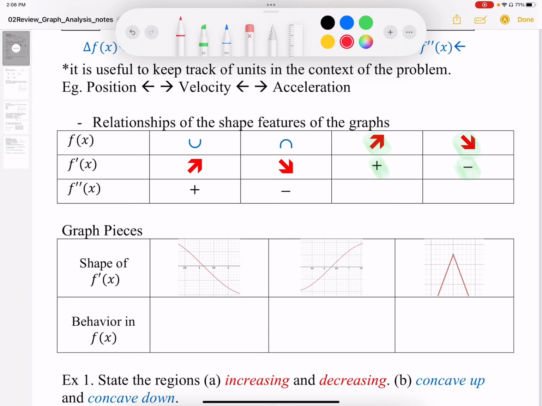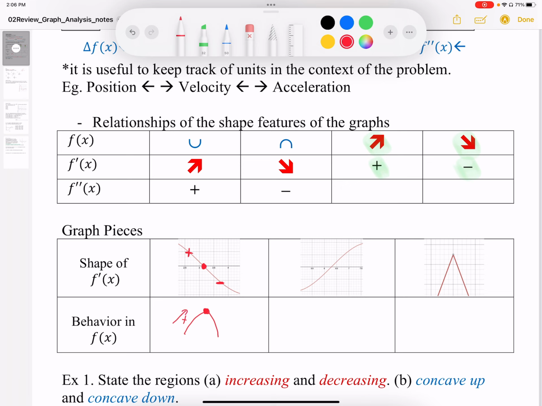If we take a look at the shape of f prime, we can predict the behavior in f of x. So if we take a look at a graph that cuts through the x-axis in this way, now it's cutting from left to right down. That means that f prime is positive on one side, and negative on the other side. Well, the behavior in f of x means that the point where it goes through 0 is going to be a vertex. And it's going to be like this because it is sloping up.